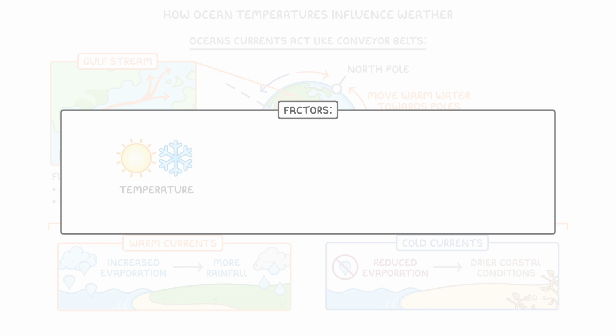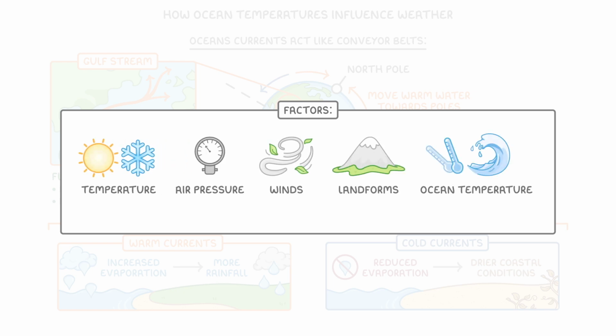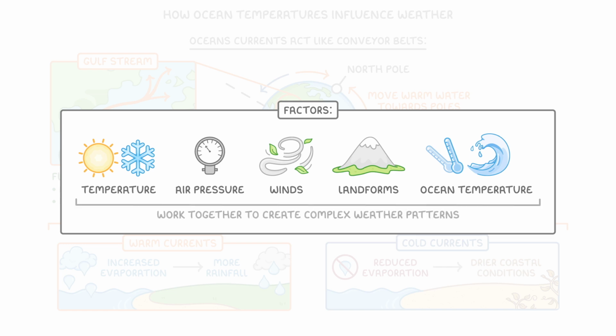All of these factors, temperature, air pressure, winds, landforms, and ocean temperatures, work together to create the complex weather patterns we experience, which is why weather can vary so dramatically even between nearby locations.